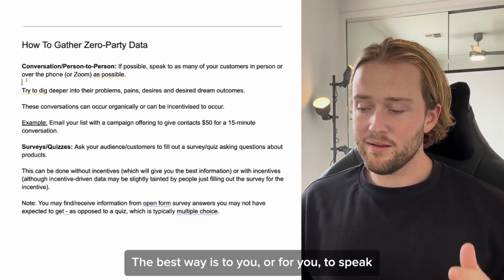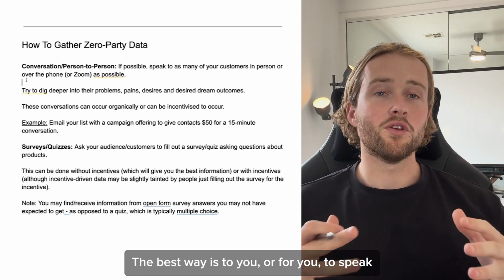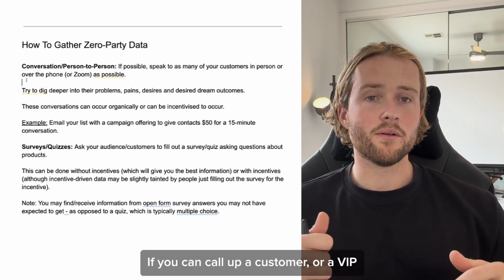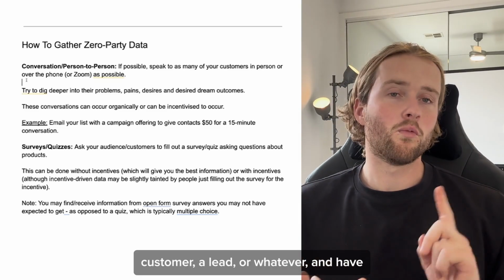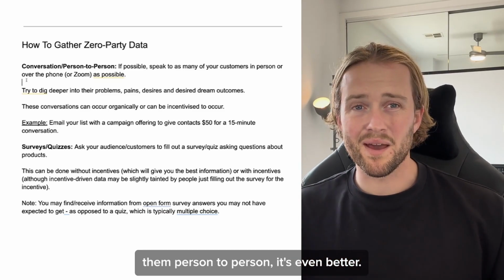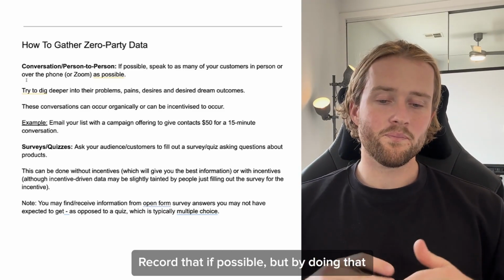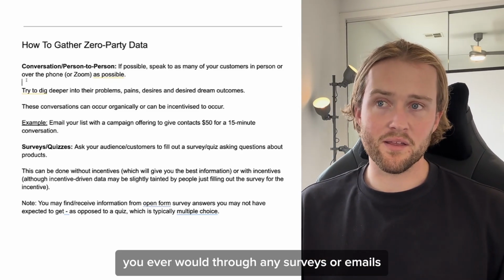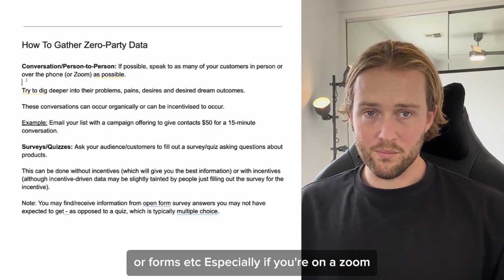The best way is for you to speak to someone individually, in my opinion. If you can call up a customer or a VIP customer, a lead or whatever, and have a conversation with them or talk to them person to person, is even better. Record that if possible. But by doing that, you want to get way more information than you ever would through any surveys or emails or forms, etc.